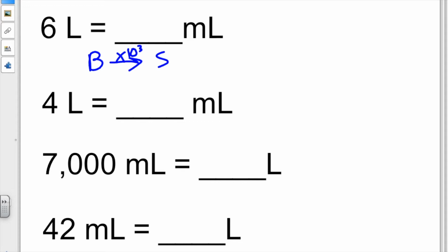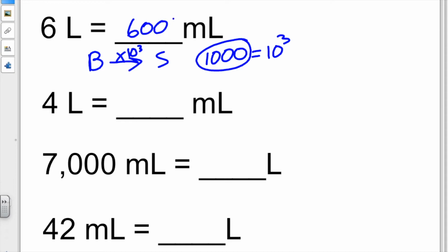What number does 10 to the third actually equal? 10 to the third equals 1,000. So we basically need to take 6 times either 1,000 or 10 to the third. It doesn't matter. Let's just take it times 1,000 right now. 6 times 1,000 is 6,000. So 6 liters equals 6,000 milliliters. And don't worry, boys and girls, we'll get this. I know it might be kind of confusing right now, but we'll get this.